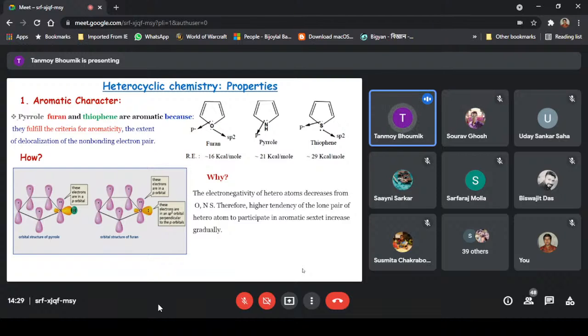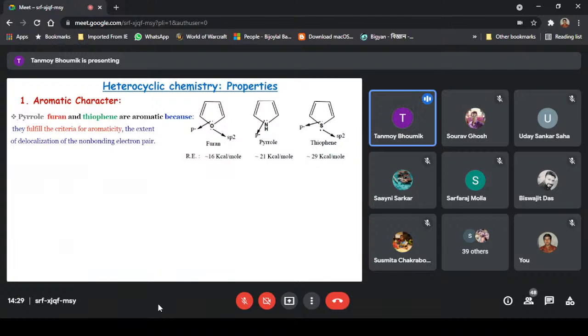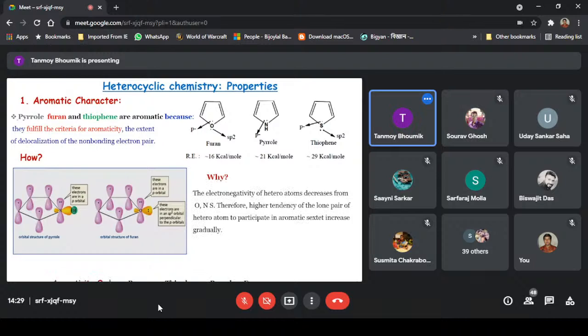Electronegativity decreases means lone pair availability for the conjugation increases. As the lone pair availability for the conjugation increases, the aromatic character increases. Now, this is the aromatic order: benzene is the highest aromatic, after that thiophene, after that phenol, and after that furan.